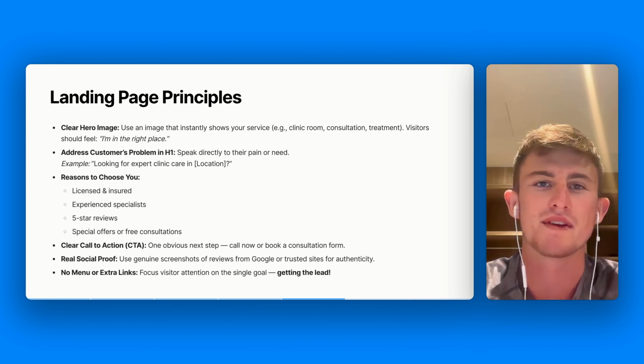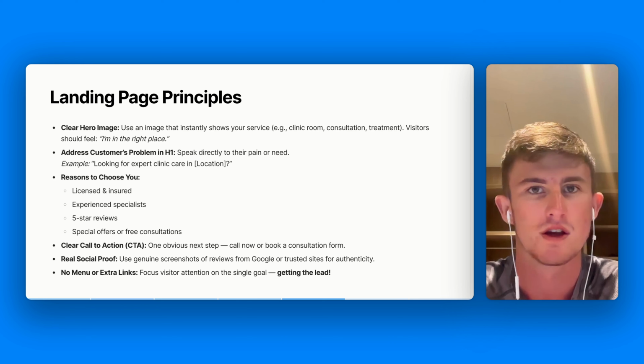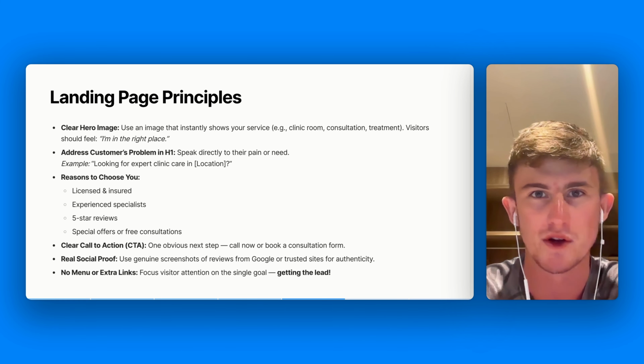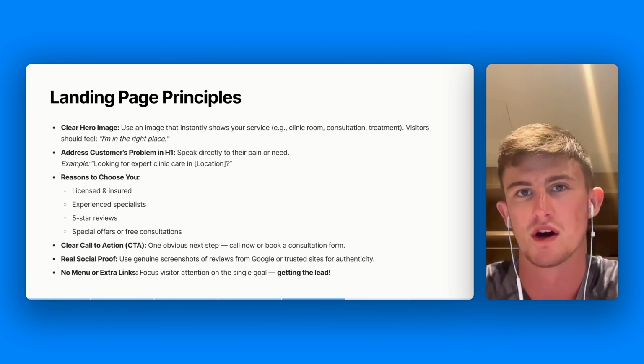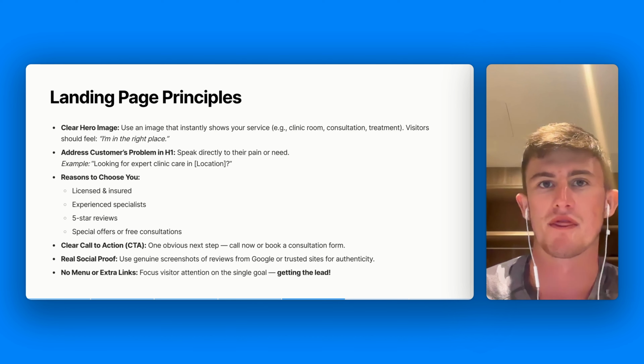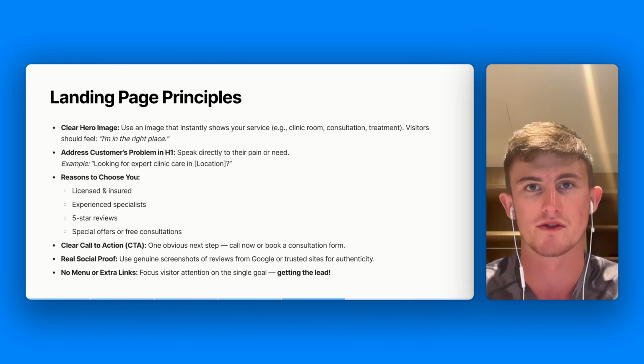We need screenshots. We need video testimonials. We need screenshotted Google reviews with the Google icon. Just please do not just type in some reviews, because that does nothing. It actually just takes up space on your landing page and people won't even read them. We want real testimonials, video testimonials, real reviews. That's the way we build credibility, and that's the way we showcase social proof.